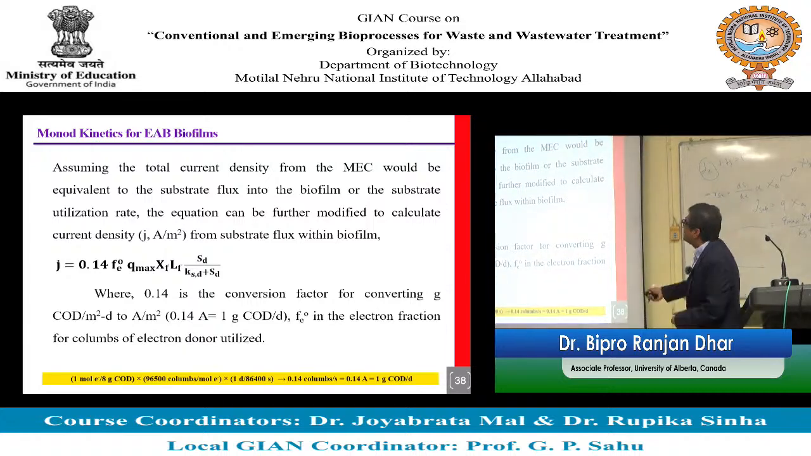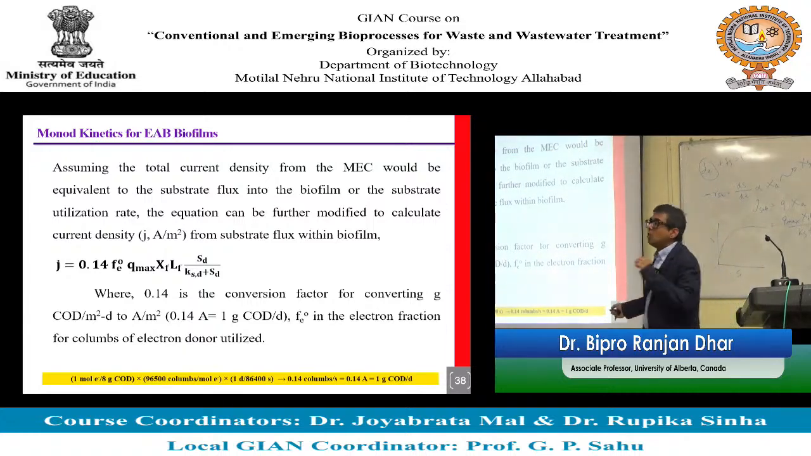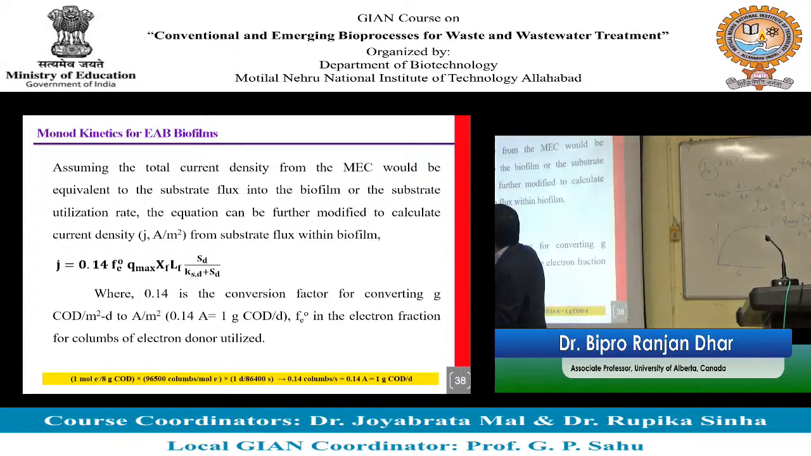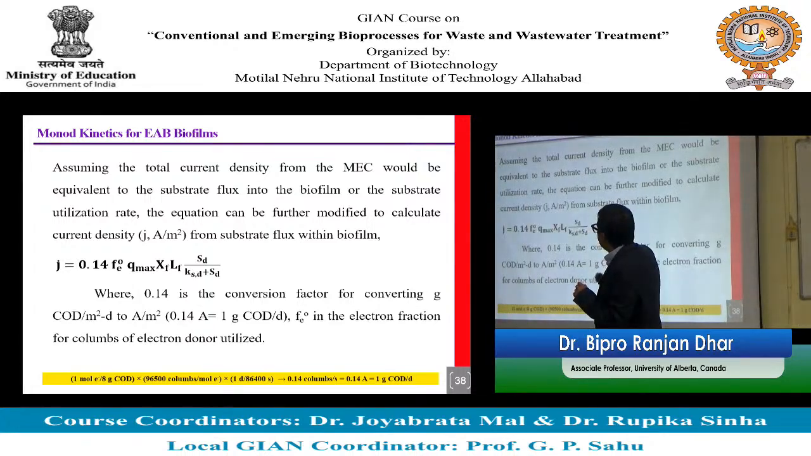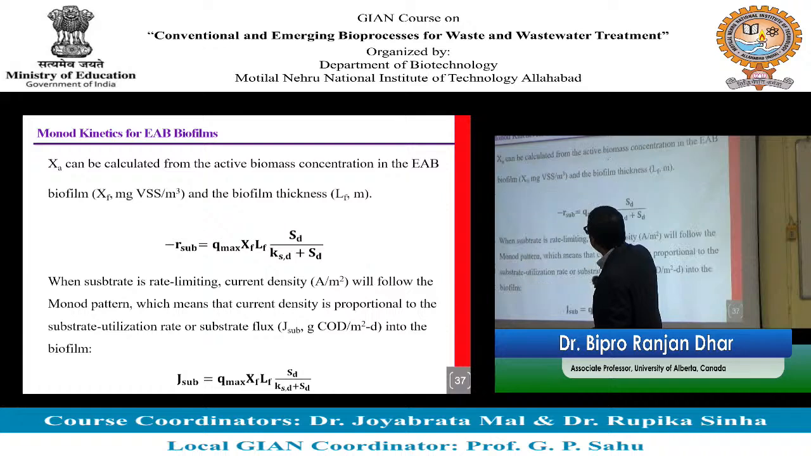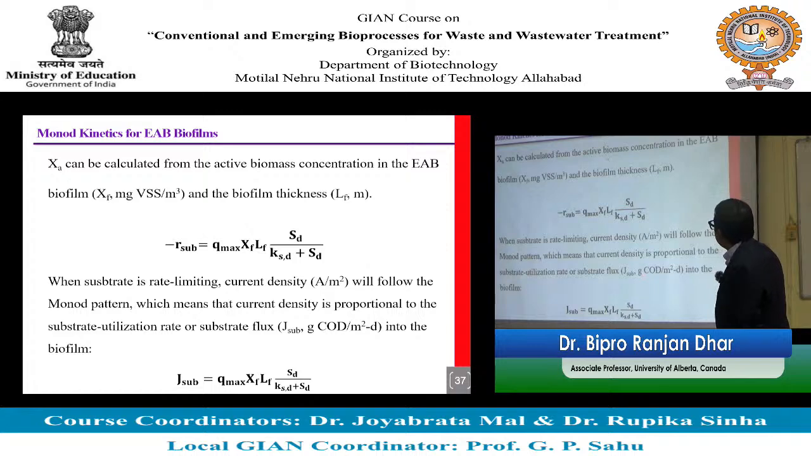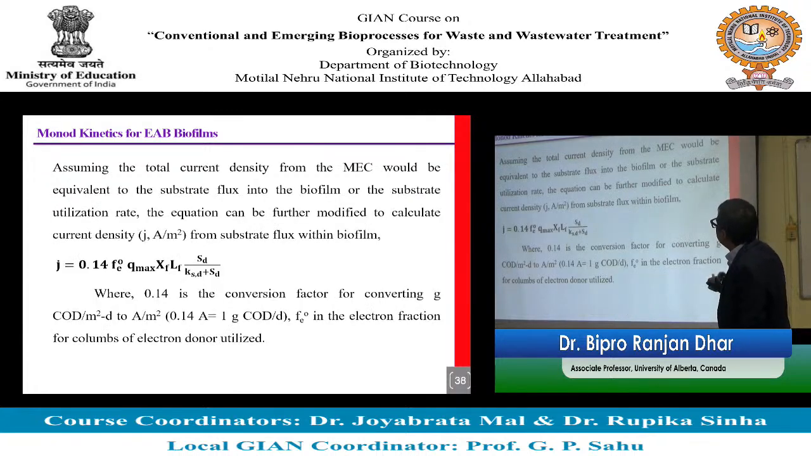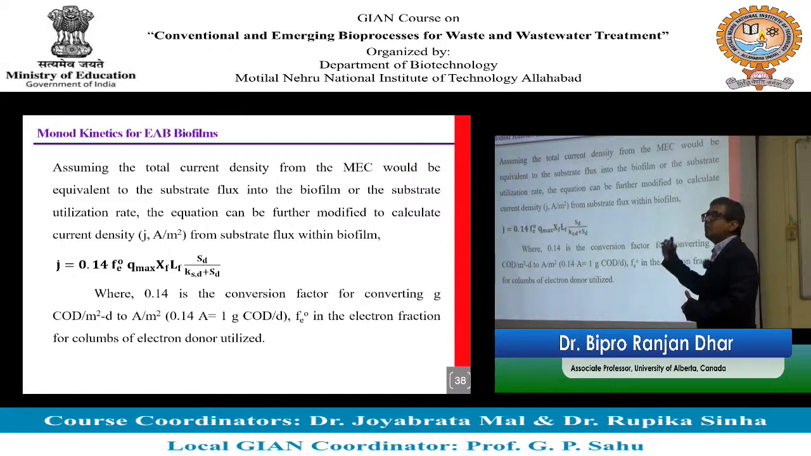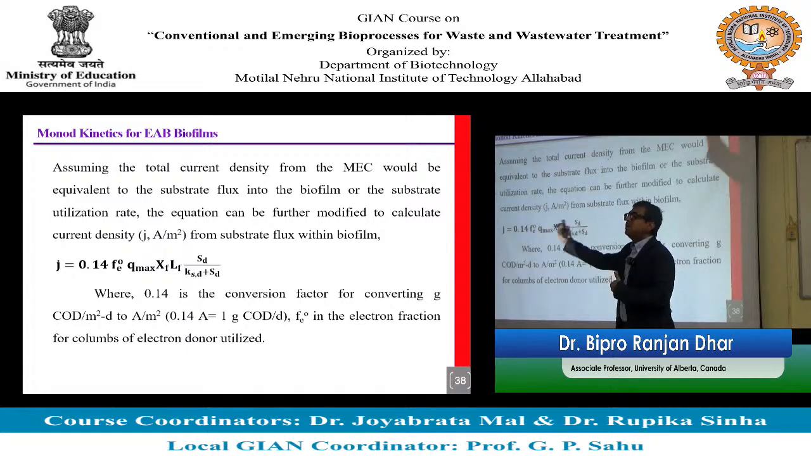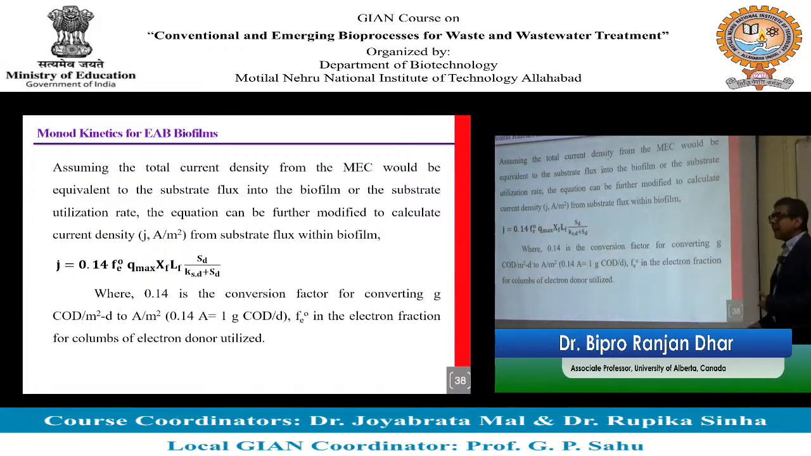Okay. So now that equation can be directly used. So if we put kinetic parameters here like Qmax, XF, and biofilm thickness, if we put substrate concentration, if we put Ks, what are we going to get? It's ampere per meter square. But previously in this equation, it was substrate flux. It was more COD. You see here, gram COD per meter square per day. But here, it's ampere per meter square, right? So we already converted from COD to current. Current density, yes.